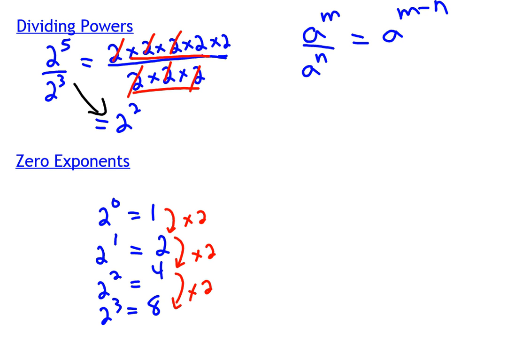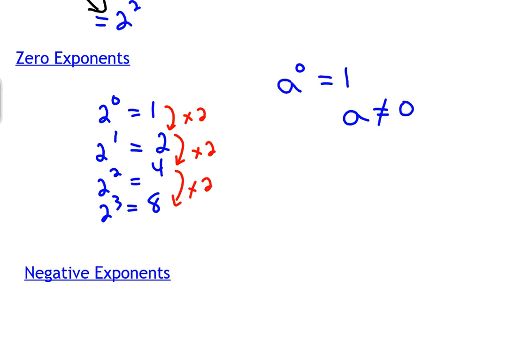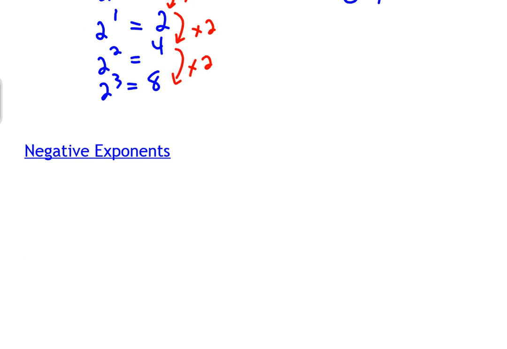And as it turns out, just about any base to the exponent 0 is equal to 1. The one stipulation here, the one number that doesn't work, is 0. So as long as a is not 0, anything to the exponent 0 is equal to 1, as long as that anything isn't 0. All right, we can use the same idea to explore negative exponents.